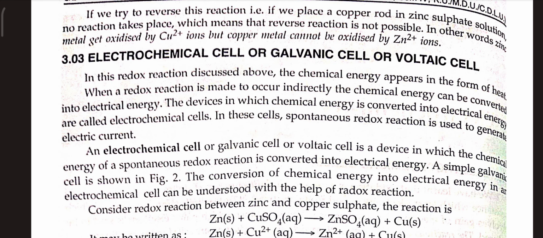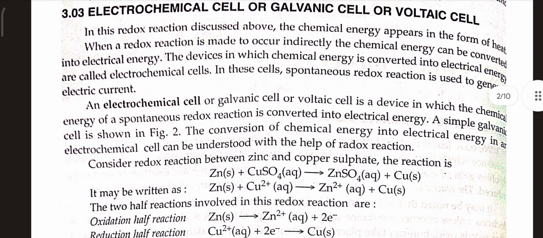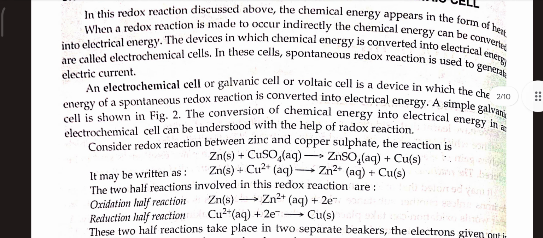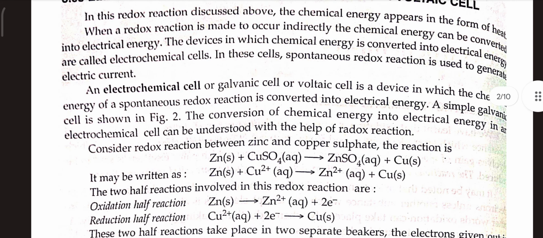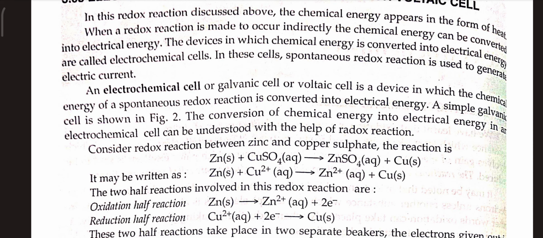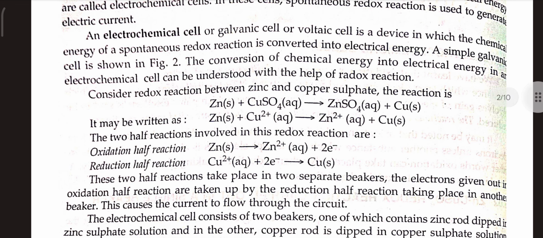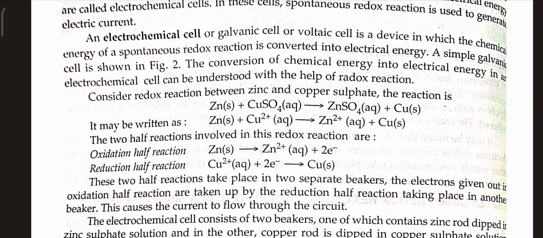In the redox reaction discussed above, the chemical energy appears in the form of heat. When a redox reaction is made to occur indirectly, the chemical energy can be converted into electrical energy. The devices in which chemical energy is converted into electrical energy are called electrochemical cells. In these cells, a spontaneous redox reaction is used to generate electric current. An electrochemical cell or galvanic cell or voltaic cell is a device in which the chemical energy of a spontaneous redox reaction is converted into electrical energy. A simple galvanic cell is shown in figure 2.